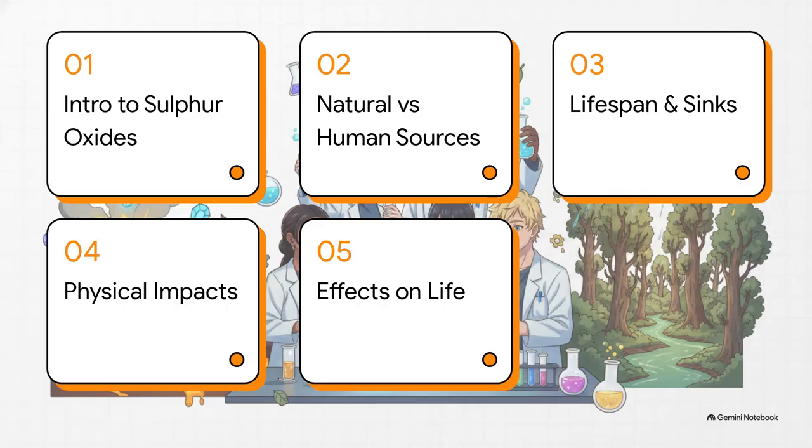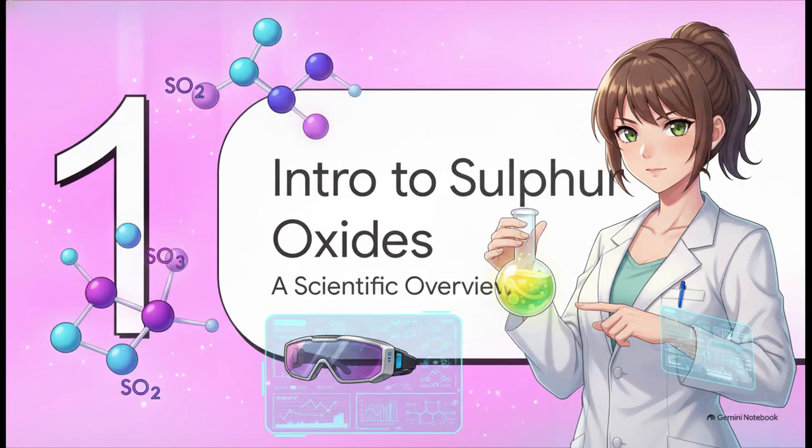Here is our agenda for the session. We'll start with an introduction to sulfur oxides, move into natural versus anthropogenic sources, look at their atmospheric lifespan and sinks, examine the physical and material impacts, and finally cover the effects on living organisms. All right, Section 1, Introduction to Sulfur Oxides.